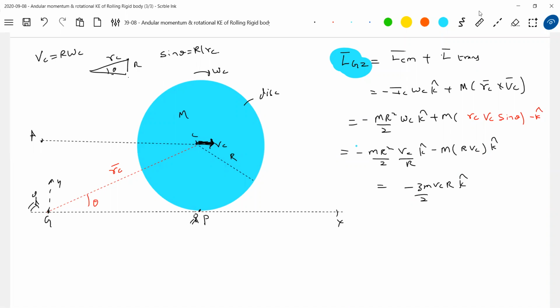LPZ. Now what should be the formula? LPZ. Again, I'll stick to the same thing: angular momentum due to rotating motion about an axis passing through center of mass, and angular momentum due to translatory motion of center of mass. Is this clear?